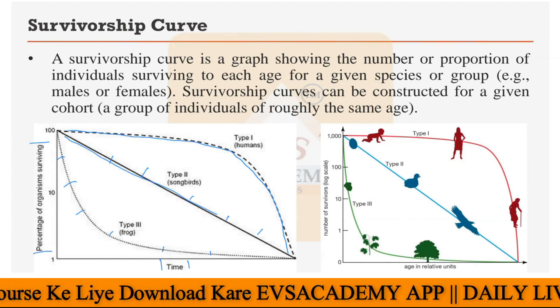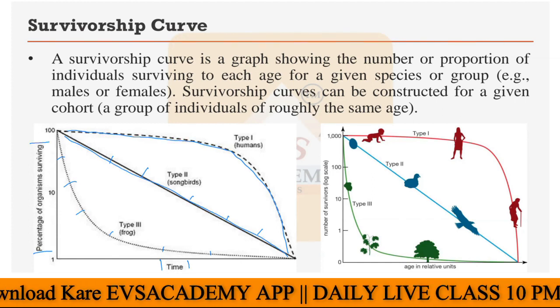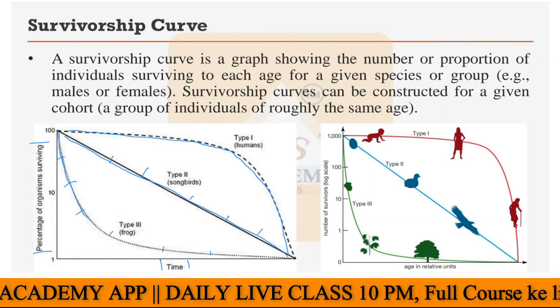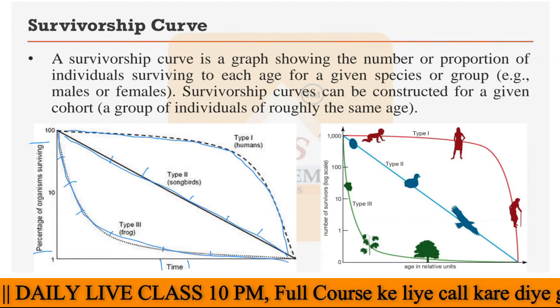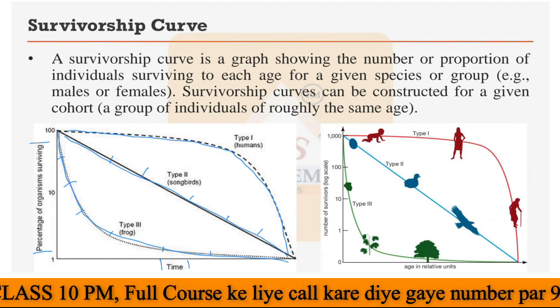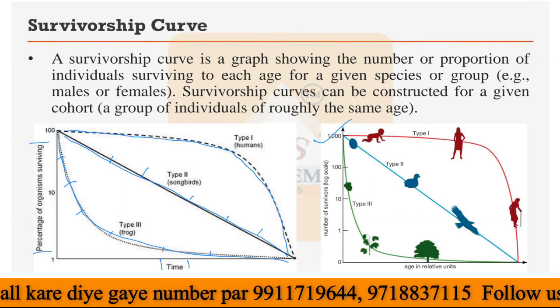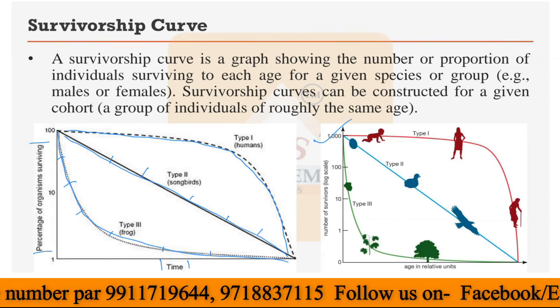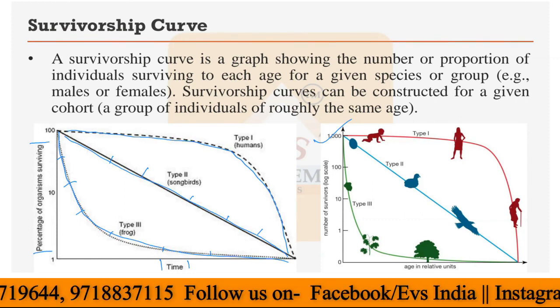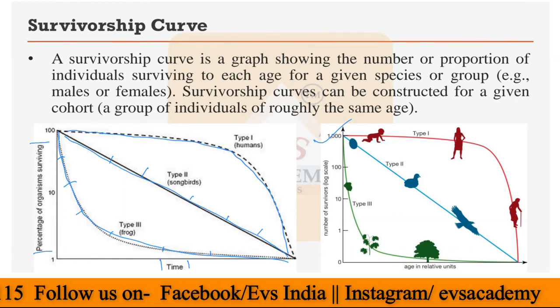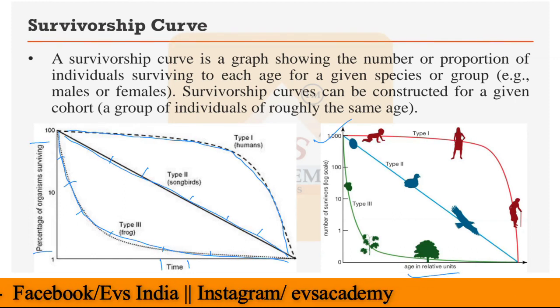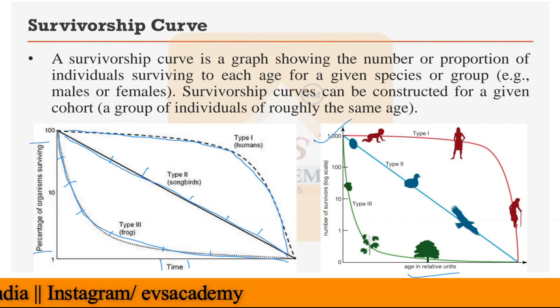Here you can see. And we have the third type, which is the convex type of survivorship curve, created with the help of type 3 animals. So examples are also included here. And here you can see the number of survivors in log scale is provided in this particular scale. And in this scale, age in relative units, or time you can say, is provided in the x-axis.